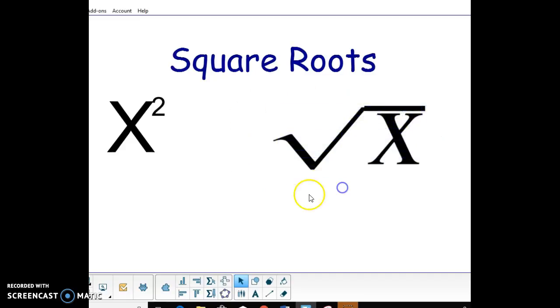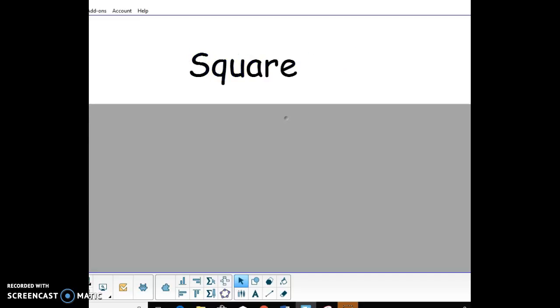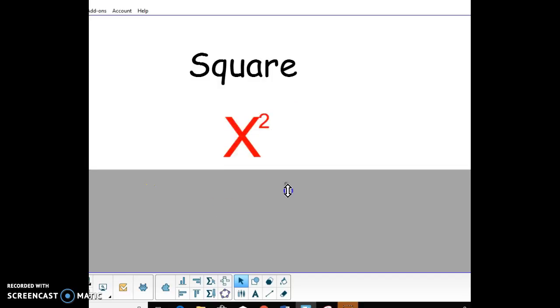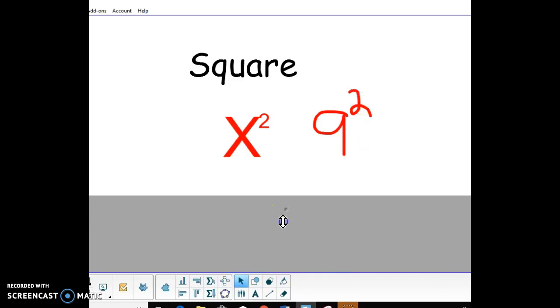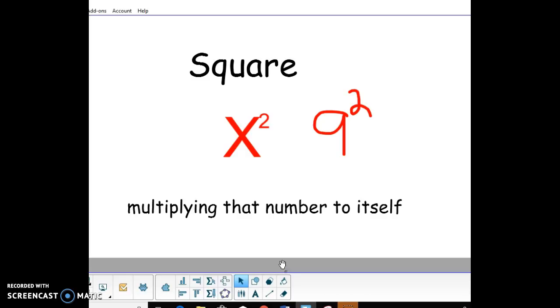This is a square root symbol. This is a squared symbol. This is how we would write a number squared. You would put a number here and square it. So for instance, if I want to do 9 squared, it would look something like that. Multiplying that number by itself. So 9 times 9 would be 81.